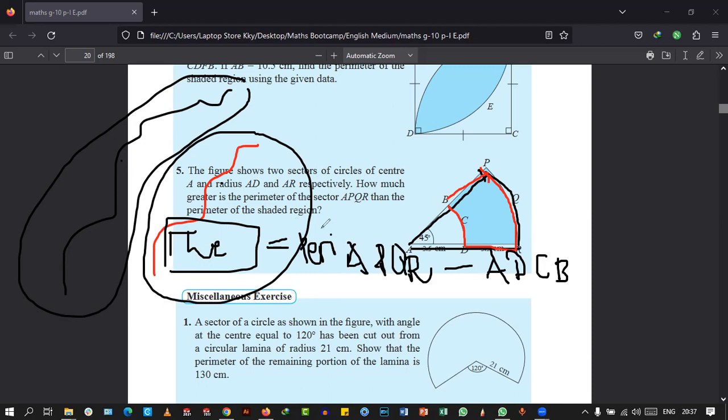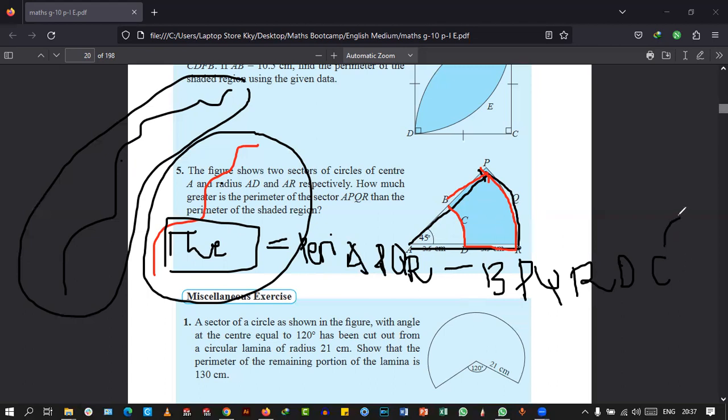The perimeter of the shaded region. Yeah, no, it's not like that. It's like this one: B, P, Q, R, D, C, B, right? Perimeter of this one, right? They are asking total minus this portion. So you have to write the question like this. This is the answer, this is what you need to find out, right?